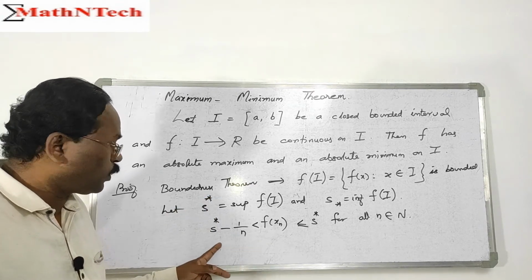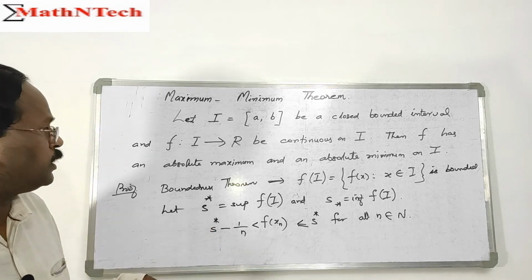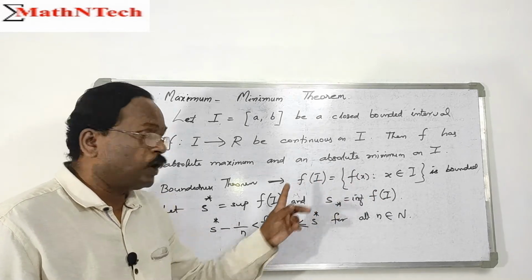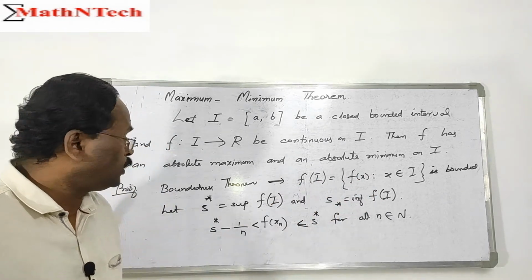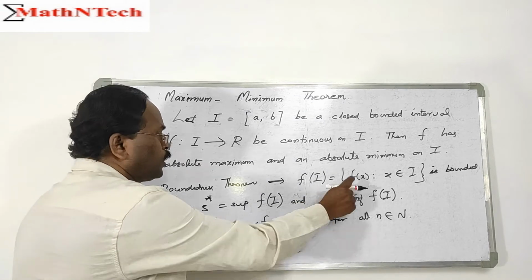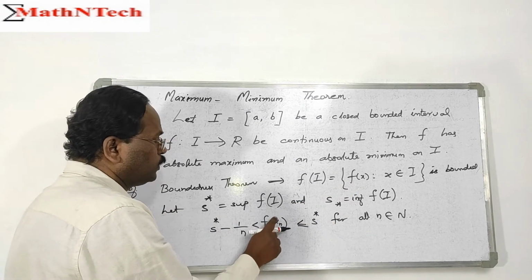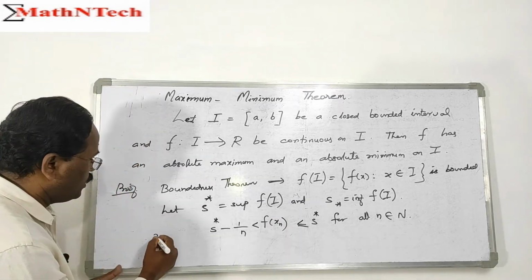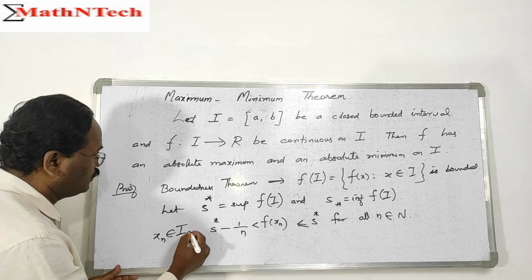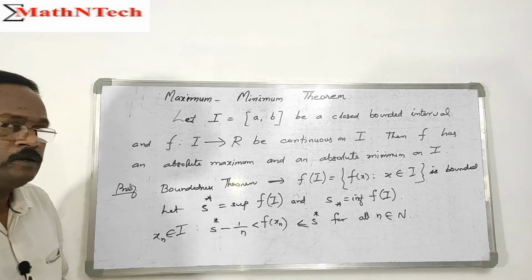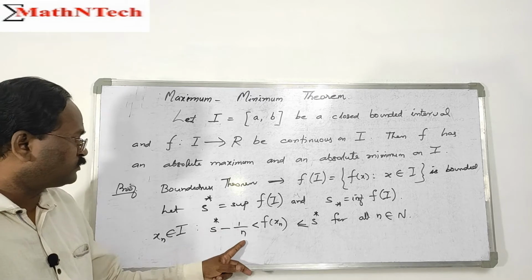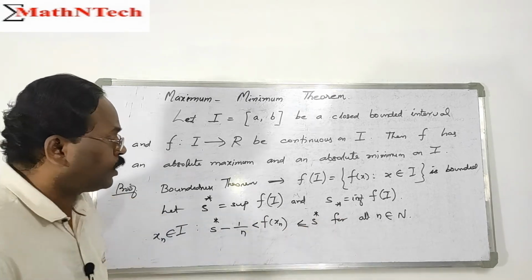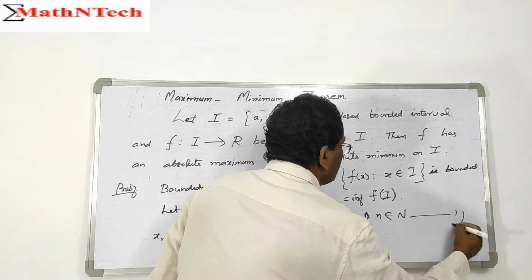It is not an upper bound means we can find a number in the set f of I. In the set f of I means f of x, so f of xn, where xn element I. So we can find xn element I such that S star minus 1 by n less than f of xn less than or equal to S star for all n element N. Mark this equation 1.